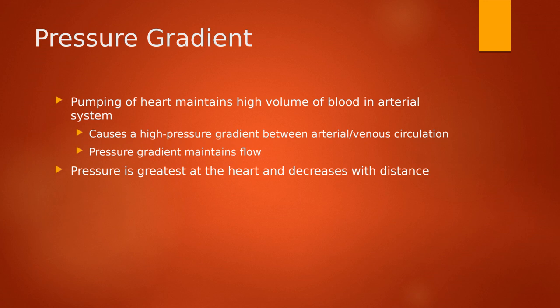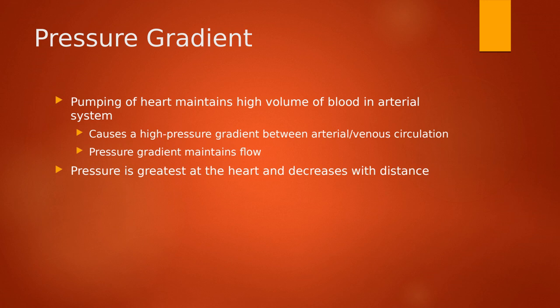As we're more active, our heart's going to be pumping more. So depending on what we're doing, depending on the need of volume of blood in our arterial system, that's going to indicate how much our heart is pumping. So when we have our heart pumping, it's going to cause a high pressure gradient between our arteries and our veins. The pressure gradient is a good thing. We need this to help us maintain normal standard flow.